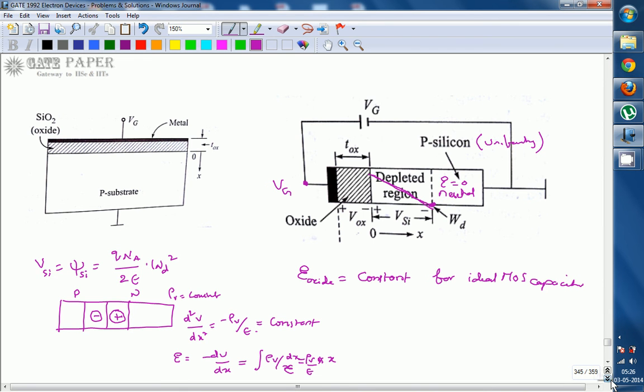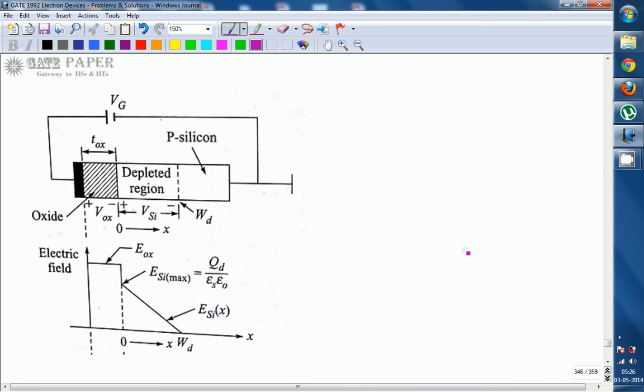So this is the actual diagram corresponding to electric fields in both. Look at this diagram. In the oxide region, because of an ideal MOS capacitor, the value of the electric field is constant as there is no charge present in the oxide region.